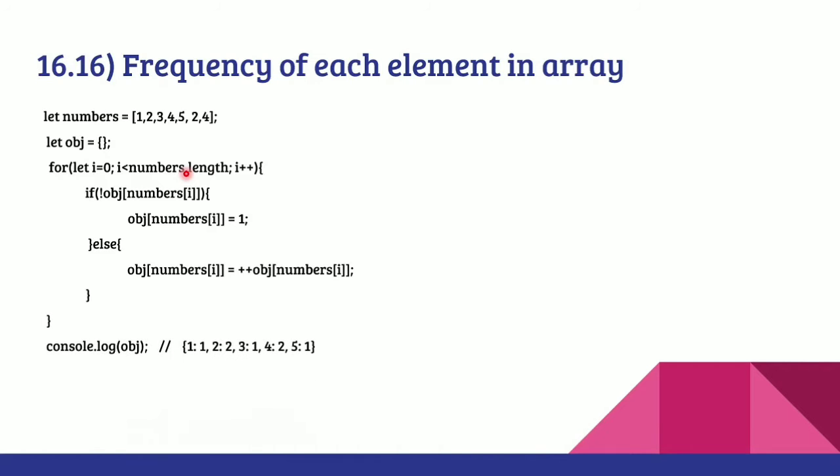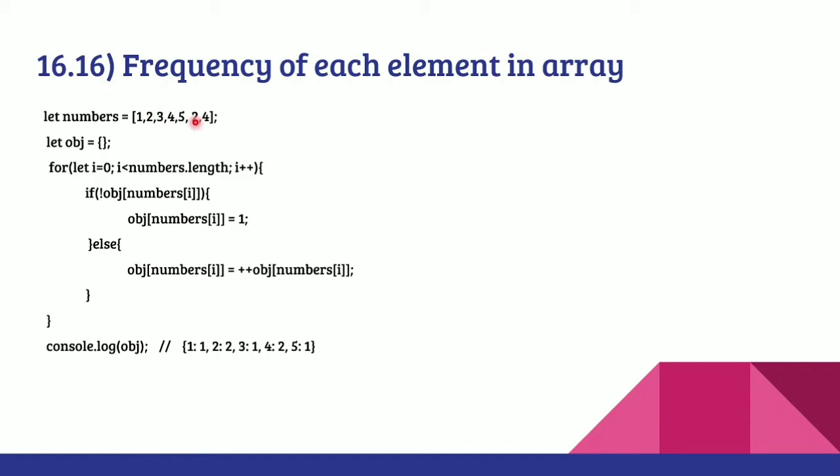So here, what is happening? We have created one empty object and now we are traversing through all the elements of the numbers. Then we are checking obj.numbers of i. That means we are checking if the object is containing that particular element or not. Numbers of i means 1 or 2 or 3 like that. If it is not consisting that key, please assign that key the value 1. So for the first time, suppose for the 2, it will be assigned a value of 1.